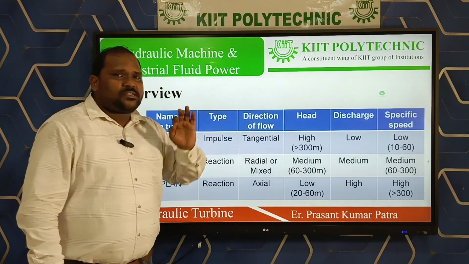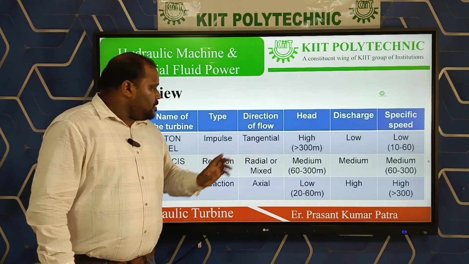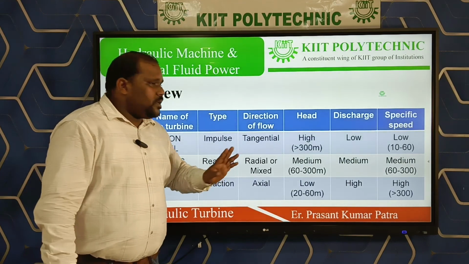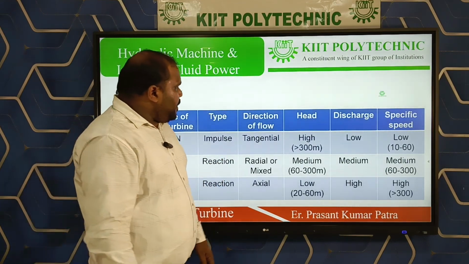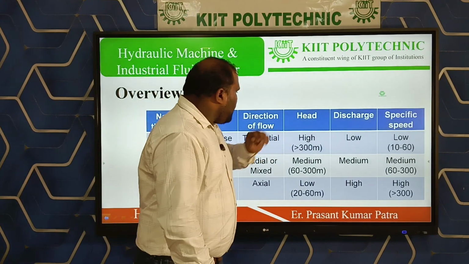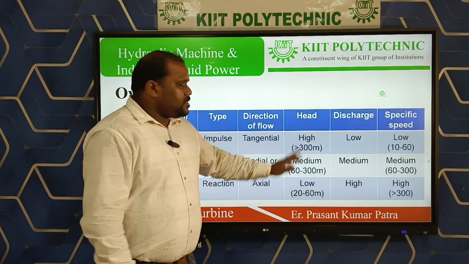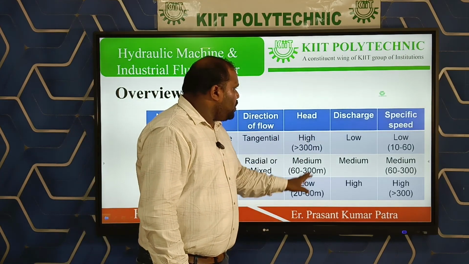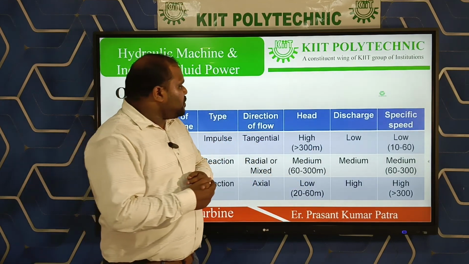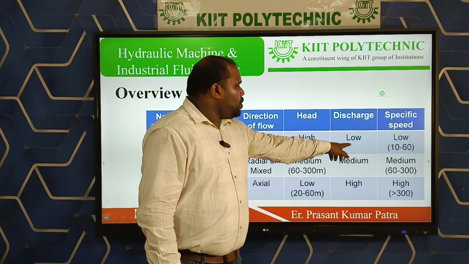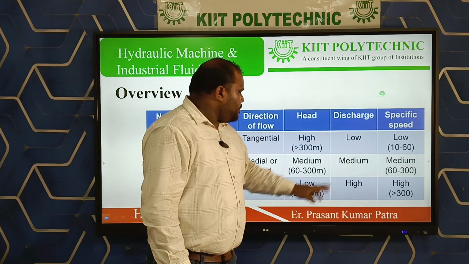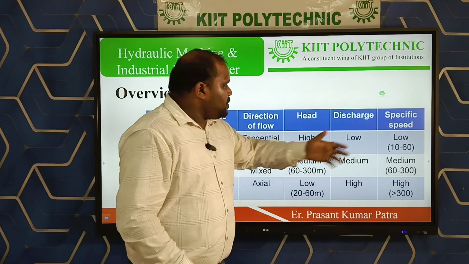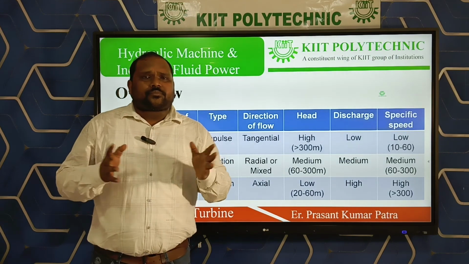Now this Pelton wheel is tangential, this Francis turbine is radial or mixed type, and the Kaplan one is axial. Depending on the head, Pelton wheel is high head turbine, and Francis is medium, and Kaplan is low head turbine. As head is high, medium, low, its discharge varies accordingly, so if it is high head turbine, its discharge will be low. If it is medium head, discharge will be medium. If it is low head turbine, discharge will be high. And this is the range of the specific speed.